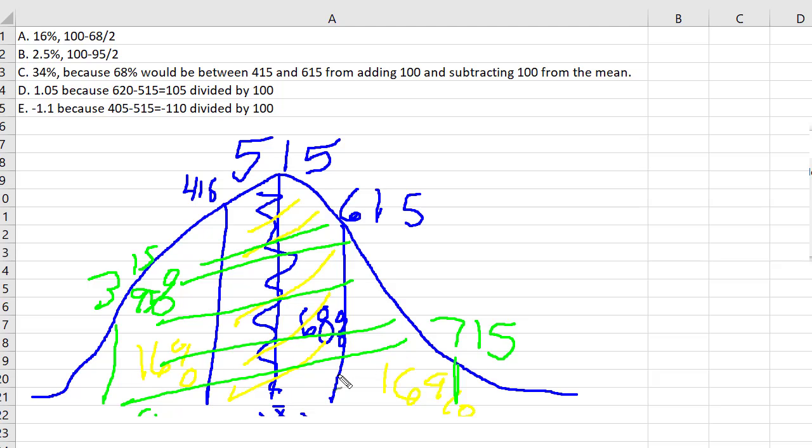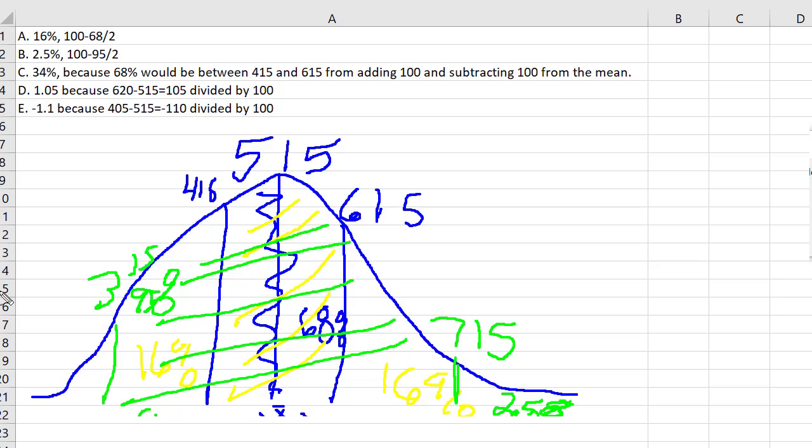So this is 95%. That means what's left over is 5%, but that 5% is in each one of these little quadrants here. So that's the reason why we have to divide that 5% by 2, and that means there's only 2.5% right here that are above the 715, or 2.5% below the 315. So that's the answer to B.